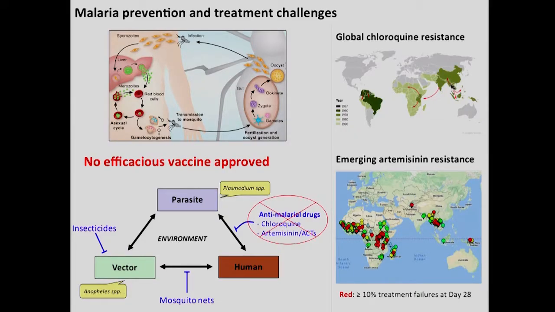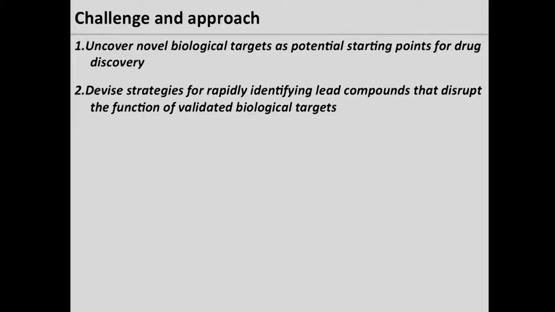So the challenge then is, in the context of no approved vaccine and failing first-line anti-malarial drugs, we now need new strategies to think about both vaccination and drug discovery efforts. And so what I'll share with you today are some of the approaches that we're using to think through how we can validate biological targets as potential points for drug discovery going forward. And then to think through how we might devise strategies for rapidly identifying lead compounds that target these biologically validated targets within parasites to then advance drug discovery efforts.